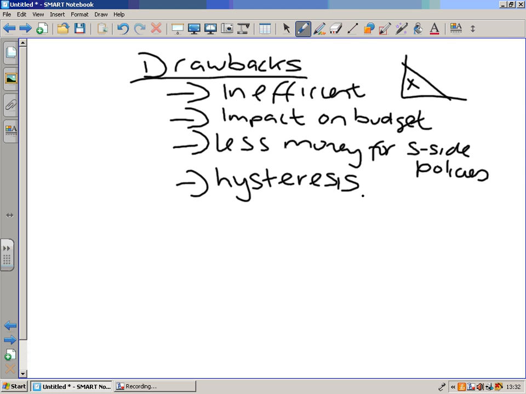Hysteresis. This is where unemployment creates unemployment. Think about it logically. If we've got high unemployment in the economy, there'll be low demand, low consumption. As demand falls, we get negative signals about the economy. More people start to be concerned about their jobs. Those people therefore become savers rather than consumers. Consumption falls, we have negative multiplier effects, and more people therefore lose their jobs.